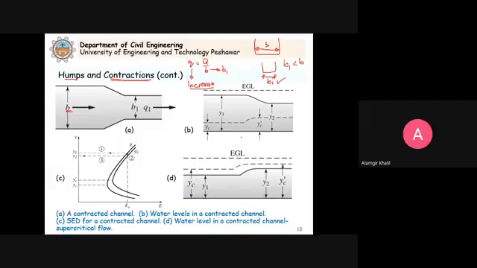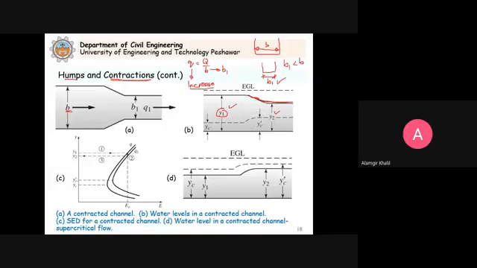Now we consider the case of subcritical flow, when the water flows in the channel but there is a contraction here. The width of the channel is reduced. So what will happen? We have subcritical flow, because Y1 is greater than YC. Again, a similar situation is observed: just like the hump, there is a depression in the water surface. The depth comes from Y1 to Y2, but it is still above the critical depth.